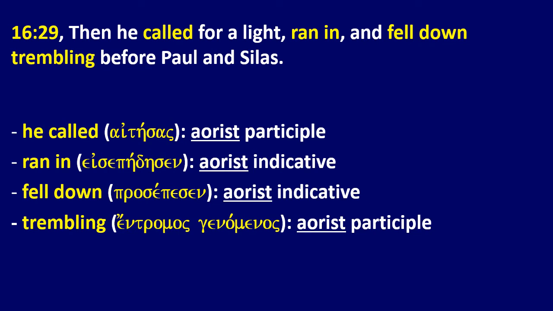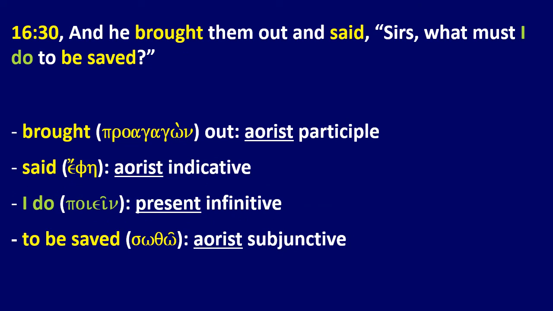Verse 29, then he called for a light, ran in, and fell down, trembling before Paul and Silas. Again, all aorists here, so we shouldn't read anything super significant in terms of why this is an aorist here. He's just stating a number of facts. Verse 30, and he brought them out and said, sirs, what must I do to be saved? So again, three aorists and one present tense there that seems to be bringing something to the foreground. What must I do to be saved?